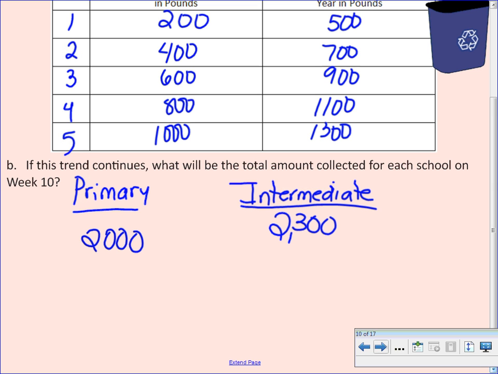Well, they want to know for each school, not total. All right, so this is your answer. The primary school would have collected 2,000 pounds. The intermediate school would have been 2,300 pounds.